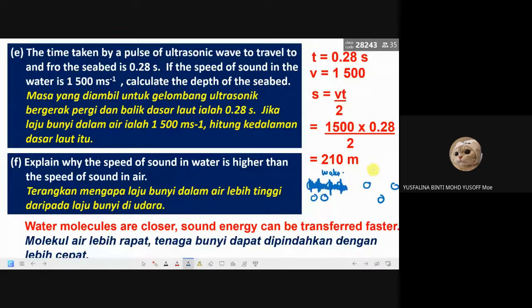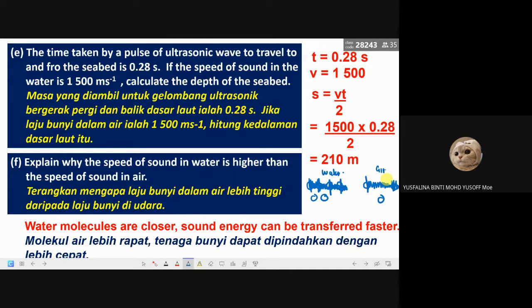Then what about air? I give sound energy, so the nearest molecule will vibrate, vibrate, vibrate, and then it hits another and transfers the sound energy. That one vibrates again. So you can see it takes a longer time. That means the speed of sound in water is higher than the speed of sound in air.